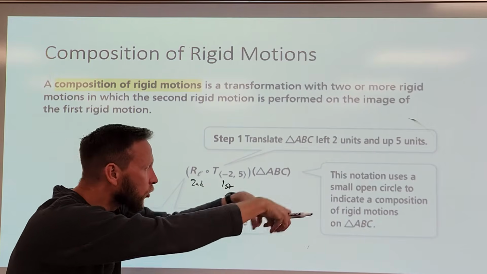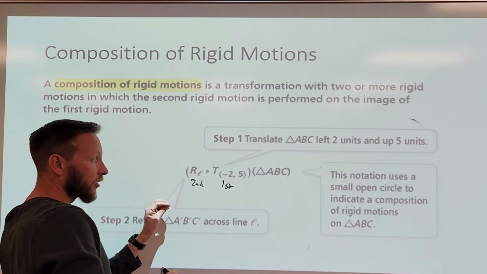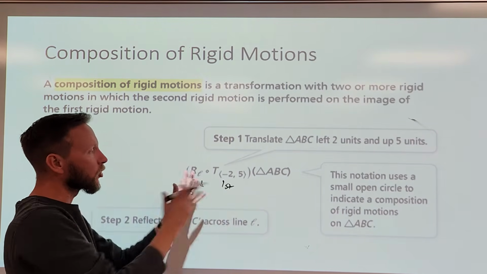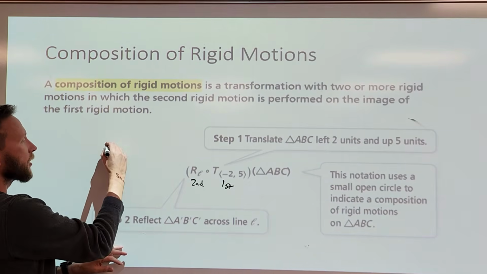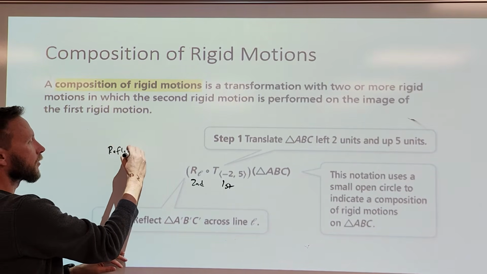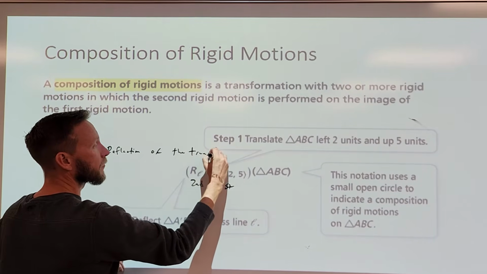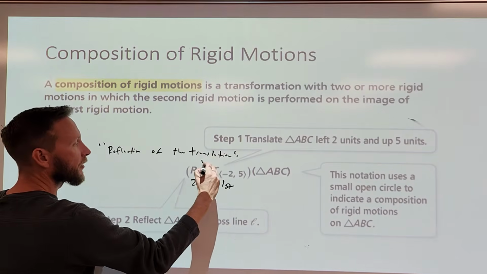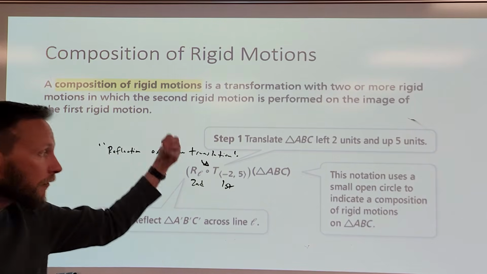But the way that this works is we're working from the inside out. We're going to translate and then reflect. Now, if I had these switched, I would reflect and then I would translate. So we're working from the inside out. Again, the way that we read this is the reflection of the translation. Make sure that you note that we are doing the reflection of the translation of the triangle.